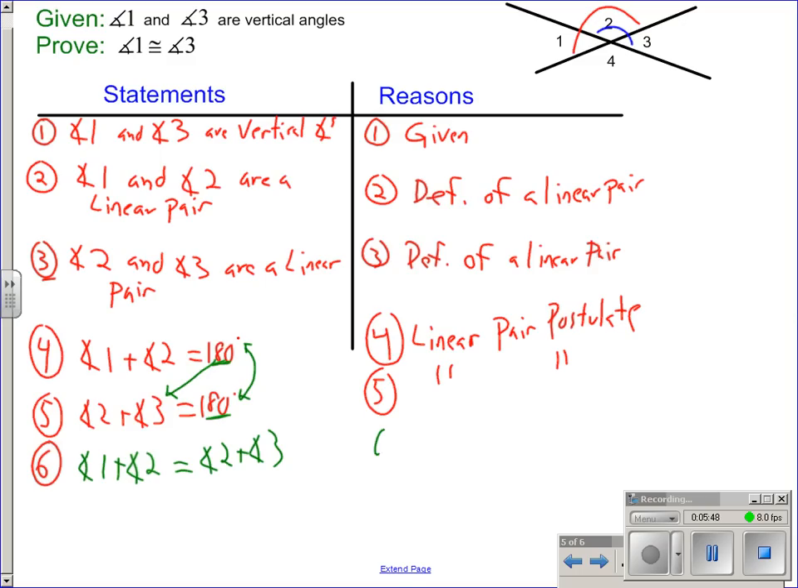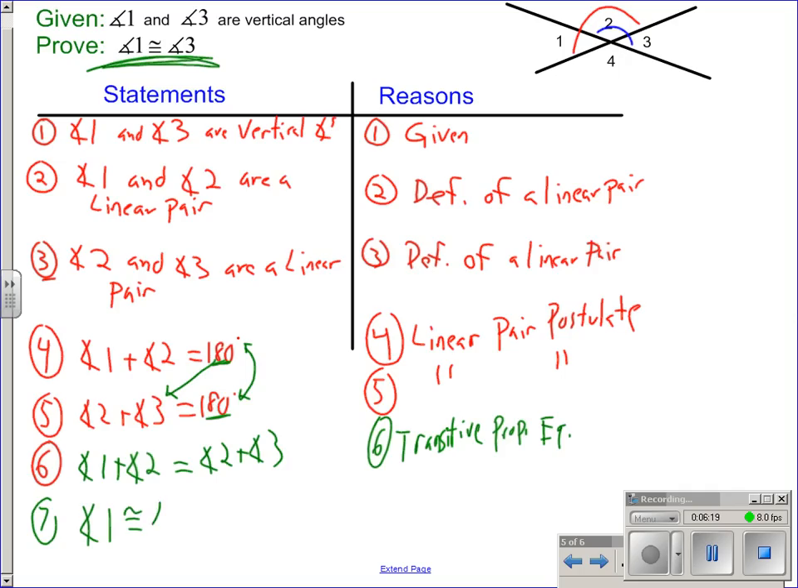That could be the transitive property or substitution; those two things are very much intertwined. So, the transitive property of equality. Now we're trying to prove angle 1 congruent to angle 3, and we basically have it. Looking at the equation in statement 6, if you subtract angle 2 from both sides, we have it: angle 1 congruent to angle 3.